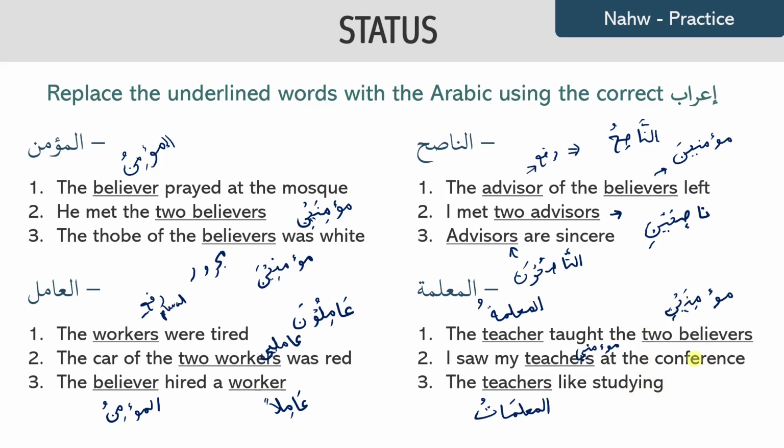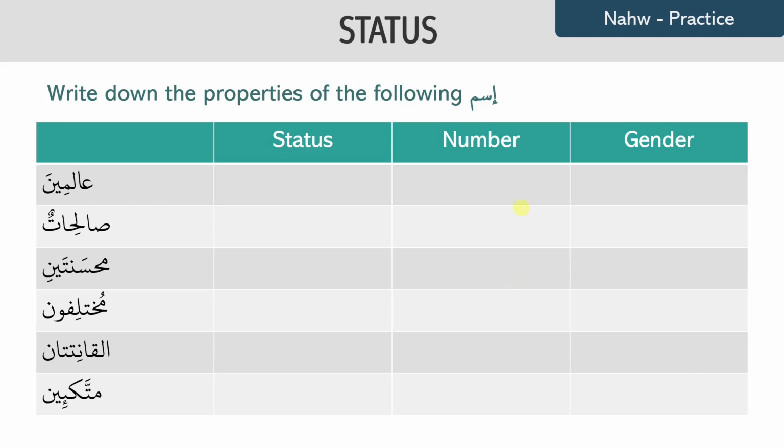So we're gonna move on to the next practice that I have prepared, which is to write down the properties of the following ism. So based on the table that we have learned, there are quite a few properties that we can figure out. I mean, there's 4 and we can figure out 3. So that is most of them for an ism. So we have the word alamina, which means world. So the status of this word, again, pause here to do it yourself. Alamina, the status of this word is either jar or it is nasab.